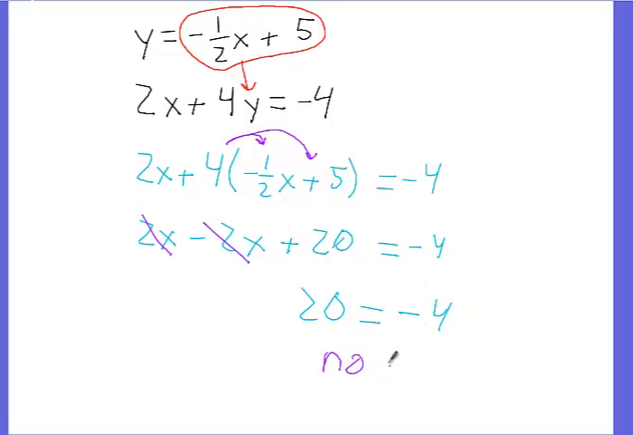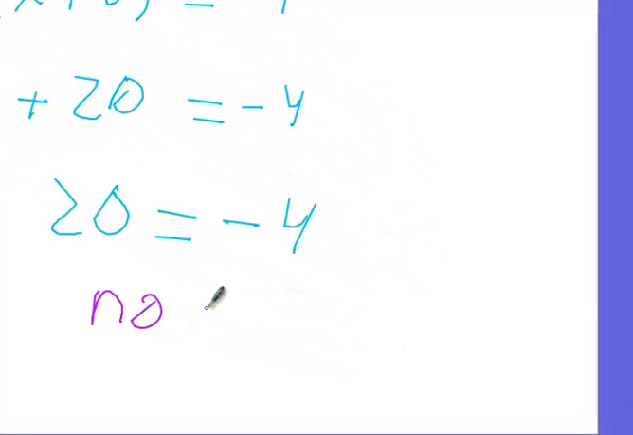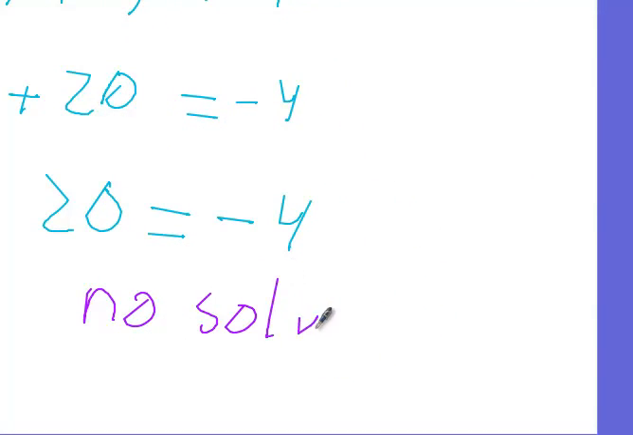20 is never going to equal negative 4. So right when you start simplifying your equations, you get something that's never going to work, you automatically know it's going to be no solution. Okay. I threw this one in there just to kind of keep you on your toes, and hopefully you're reading the directions and you knew that something weird was going to happen because I told you in the directions something weird was going to happen.